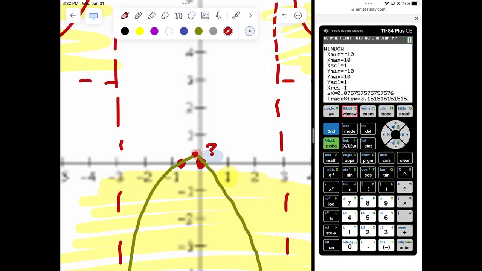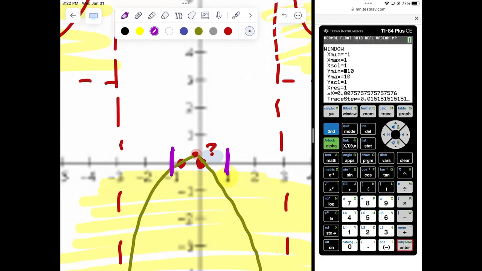So go to your window. Don't use the zoom feature. Let's manually do it. For my x-min, x-max, I could go from -1 to 1. Would you agree? Okay, so that's going to take me between -1 and 1. That's where all my action's happening, right? So x min -1, x max 1.